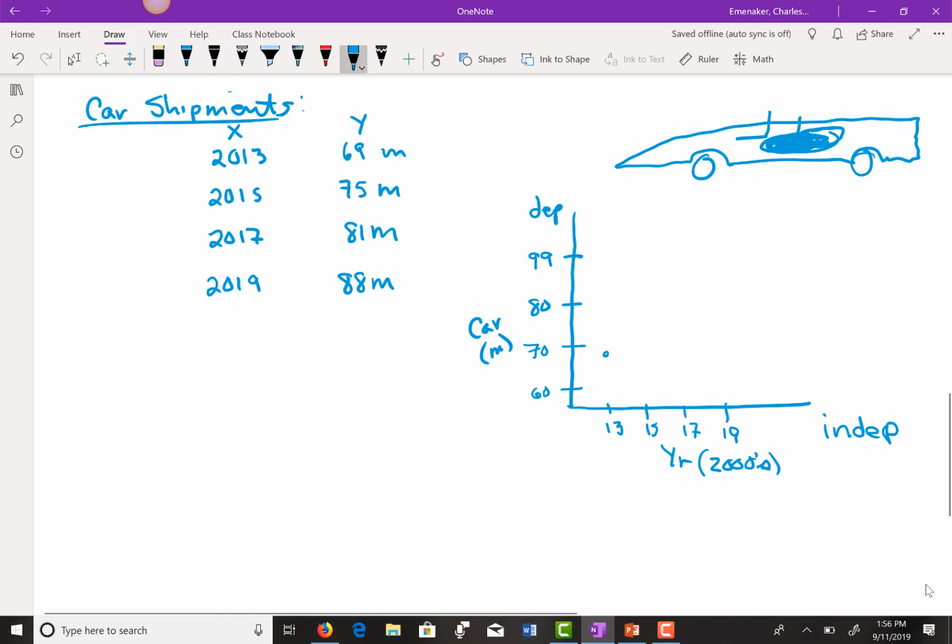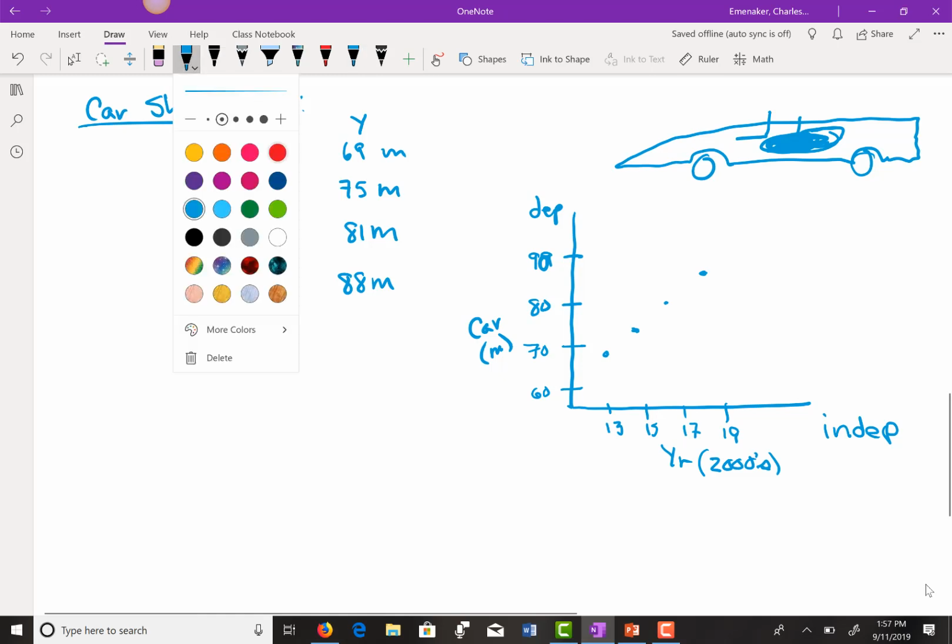2013, 69 million. 2015, 75 million. Yeah, if you like cars, look up the new Corvette, the 2020. 2019 is going to be, this should be 1990 here, not 1999 or 99. Are you okay? What's that data look like? Does it look pretty linear to you? Okay. It does to me as well.